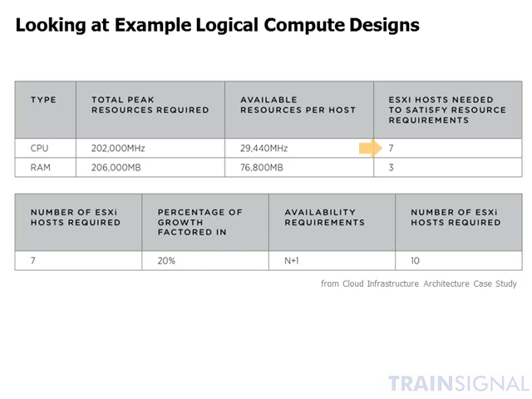In this particular case, the higher of the two numbers is selected because even though we can get by with only 3 hosts for RAM, we would not be able to satisfy the CPU requirements. So we have to go with the 7 hosts required to satisfy CPU requirements. And in the lower table, you see that we factor in the growth and the availability requirements. Here, the availability requirements specify N+1, which means we have a spare server for failure. We can still satisfy the resource requirements even if one host fails, and we arrive at a total number of ESXi hosts, the value being 10.